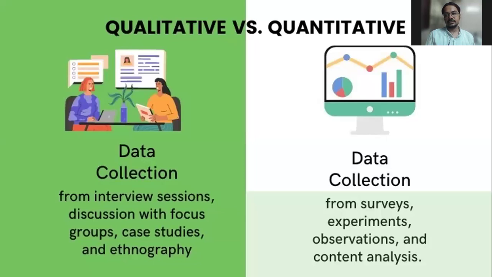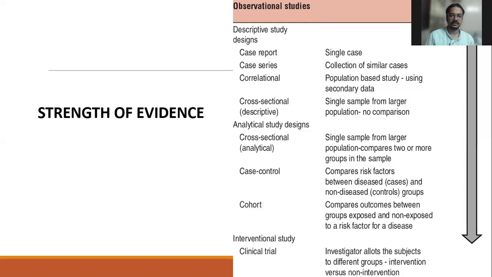So what is the difference between quantitative and qualitative research? In qualitative research, data collection methods use interview sessions, focus group discussions, case studies, and ethnography. Data collection in quantitative methods includes surveys, experiments, observation, and content analysis.